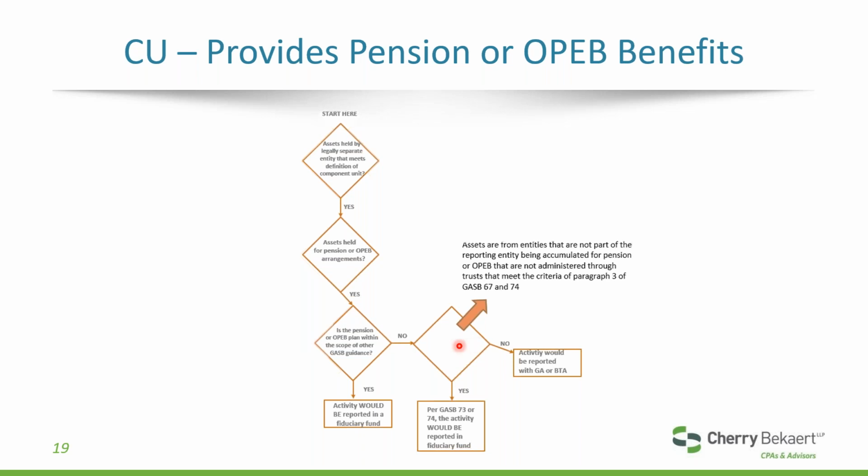And this fourth consideration here asks whether the assets are from entities that are not part of the reporting entity being accumulated for pension or OPEB, not administered through trusts that meet the criteria of paragraph 3 of Statements 67 and 74. So that one was much more specific, so much so that we couldn't fit it into the box. But in both cases here, a yes answer is going to lead to the conclusion that the activity is a fiduciary activity.